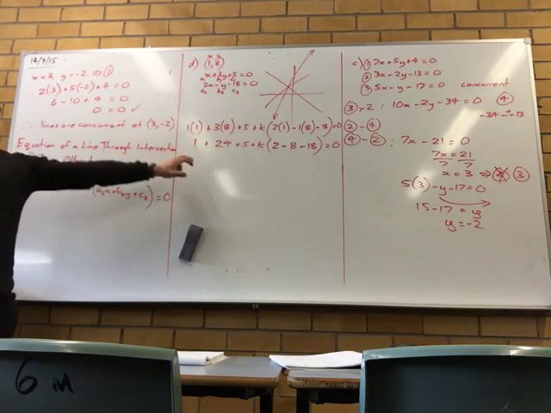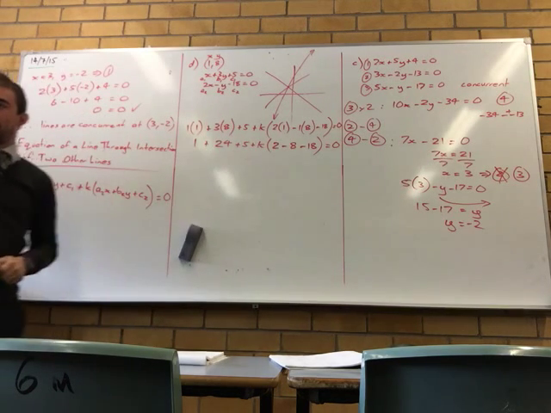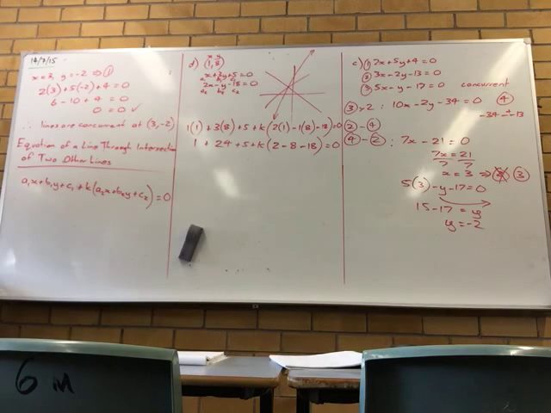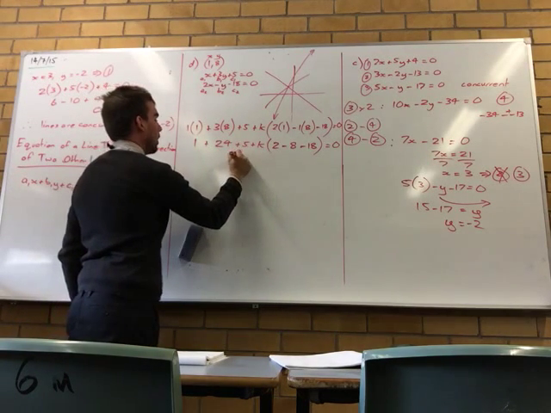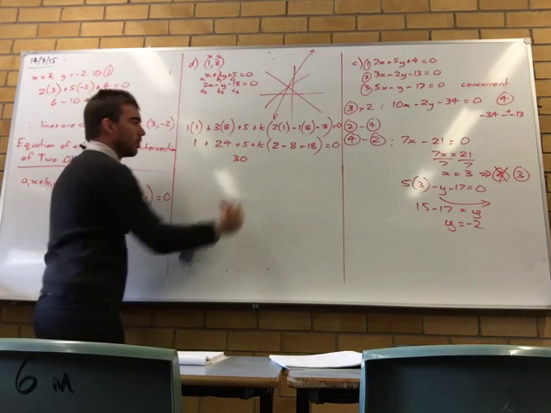So what is the k? What's the numerator for it? Okay, let me get you to do it. It's a 4. Alright, so 1 plus 24 plus 5, 30.